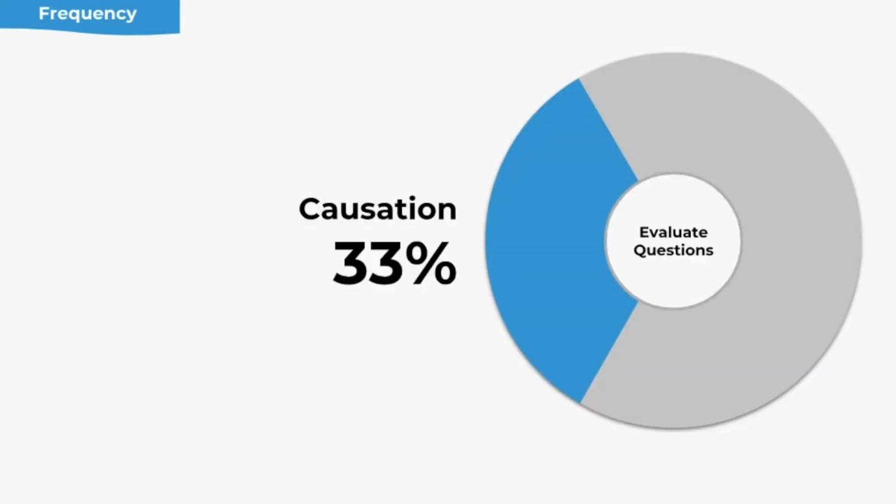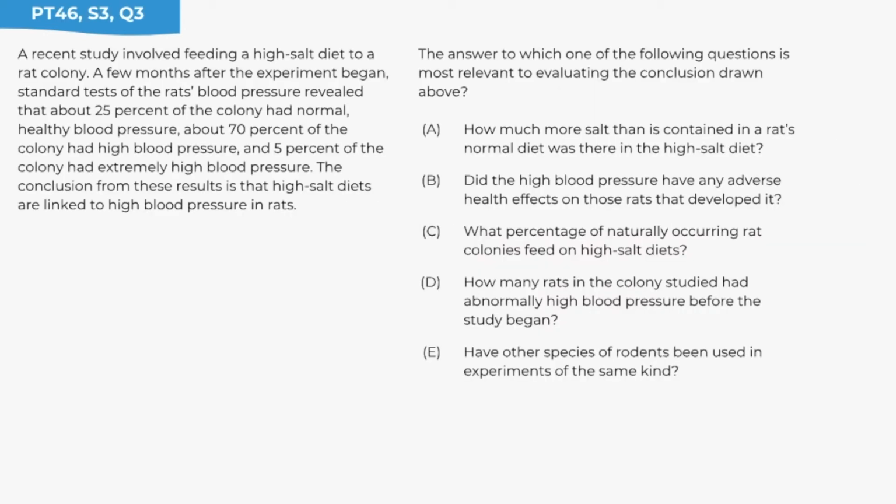So now let's talk about another reasoning structure that you're likely going to have to deal with, which is the issue of causation on evaluate questions. Causation plays a role in 33% of evaluate questions, which is fairly comparable to the role it plays on strengthen and weaken questions, making it a major player. Let's look at an example here. Go ahead and try this question on your own. When you think you've got the right answer, hit play again, and we'll find out.